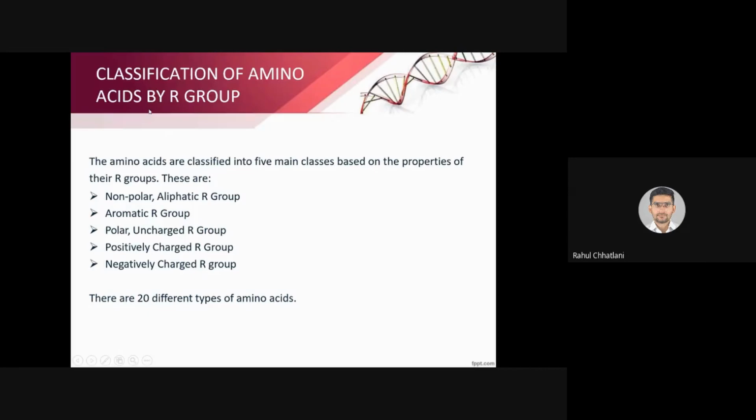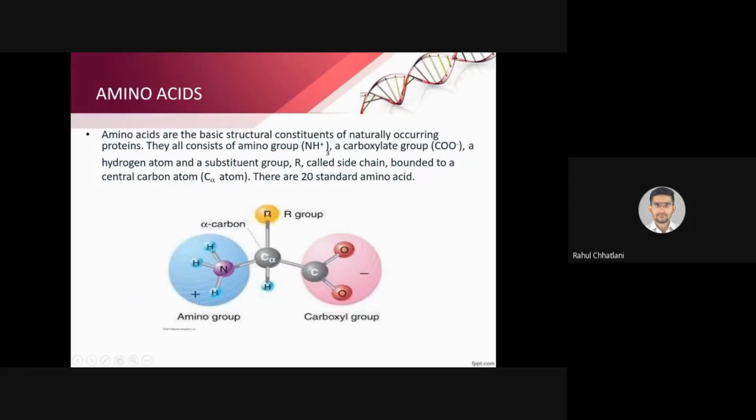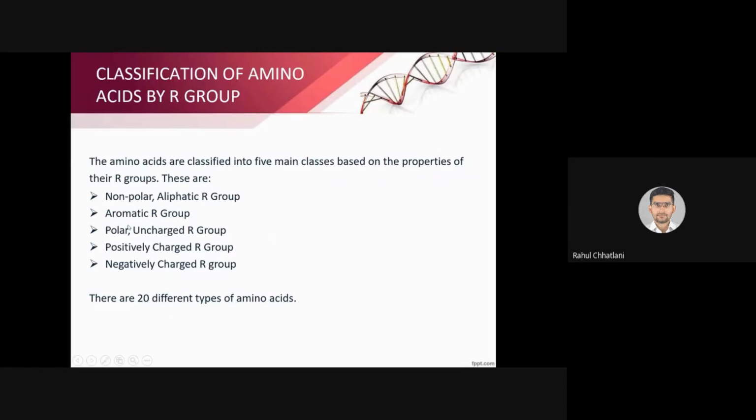What will the amino acid depend on? Only the R group or side chain. Yes, so the side chain: there are 5 types: non-polar, aromatic, polar, positively charged and negatively charged. So there are 20 different types of amino acid. For each you need to remember at least one example. Which are they, we are going to see.